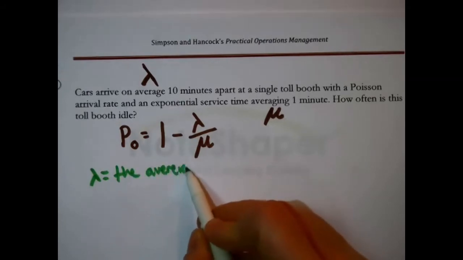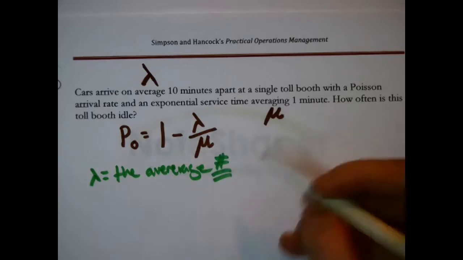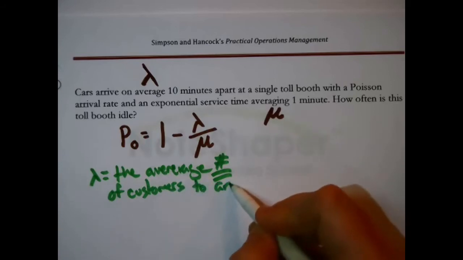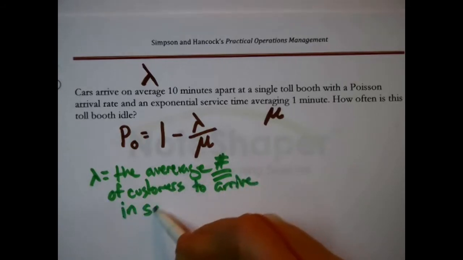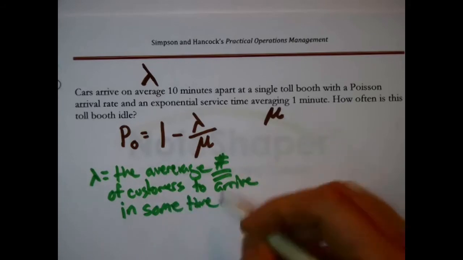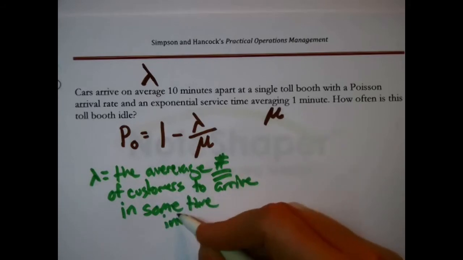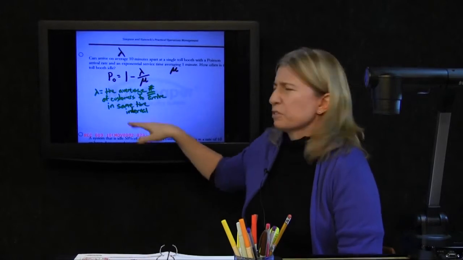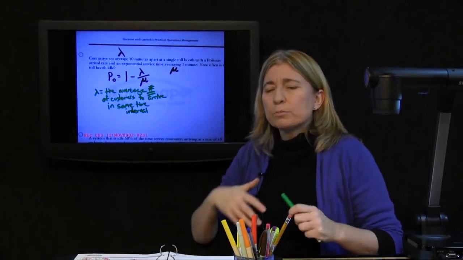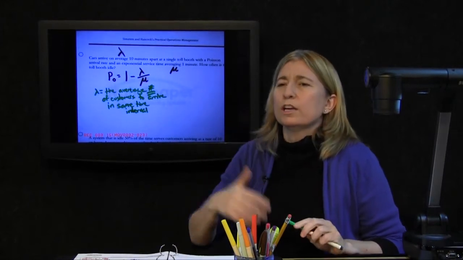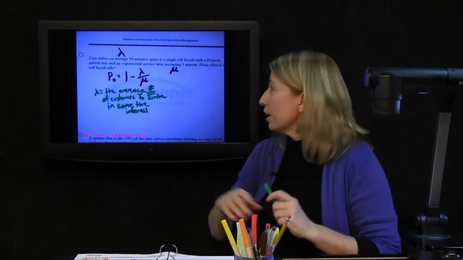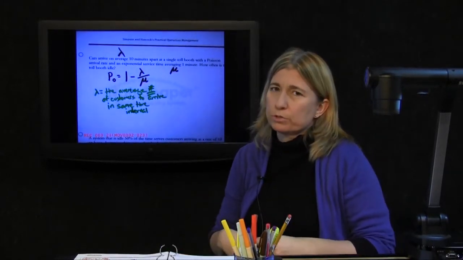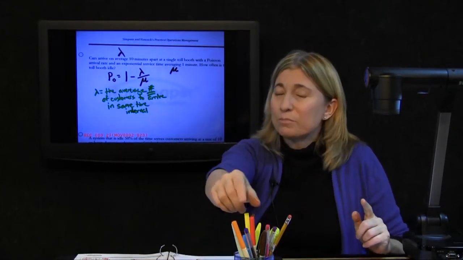the average number of customers to arrive in some time interval. For instance, like an hour. When we're talking about customer arrivals, we're always talking about numbers of customers. This 10 minutes is the interval between them. It's not numbers of customers. The same thing with mu.